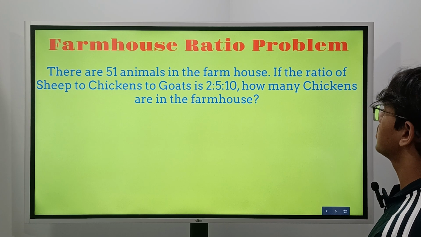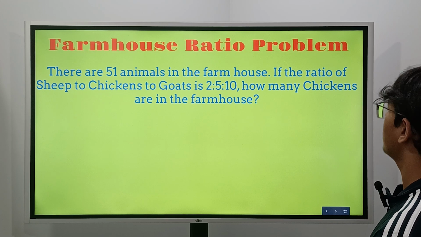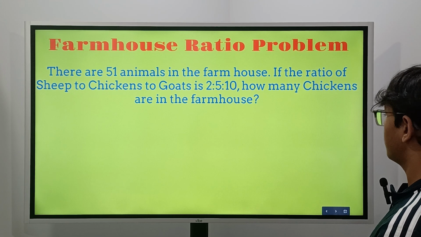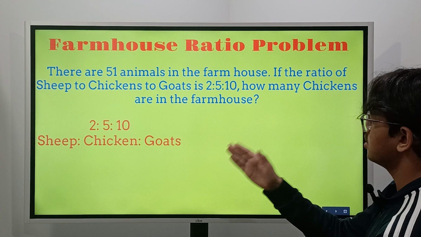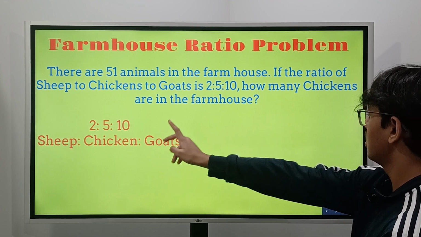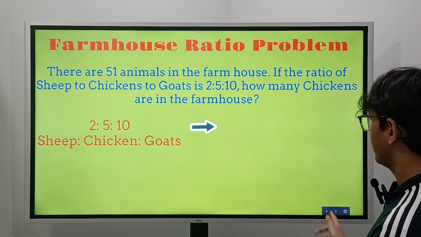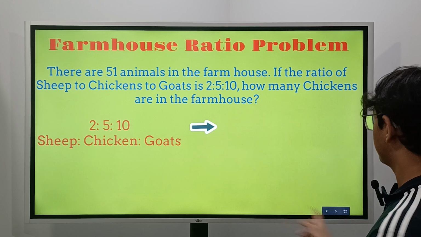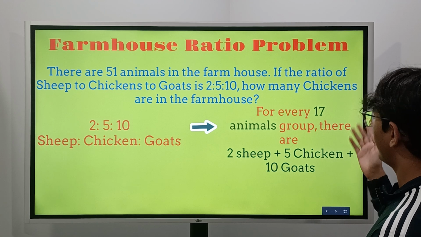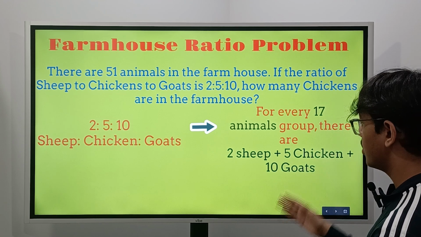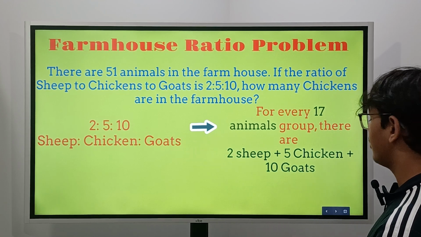If the ratio of sheep to chickens to goats is 2 to 5 to 10, how many chickens are in the farmhouse? So first, we're just going to write it in our ratio format. So 2 to 5 to 10 for sheep, chickens, and goats. So basically what this is saying is that for every 17 animal group, there are 2 sheep, 5 chickens, and 10 goats. And we get this number by just adding all those together.